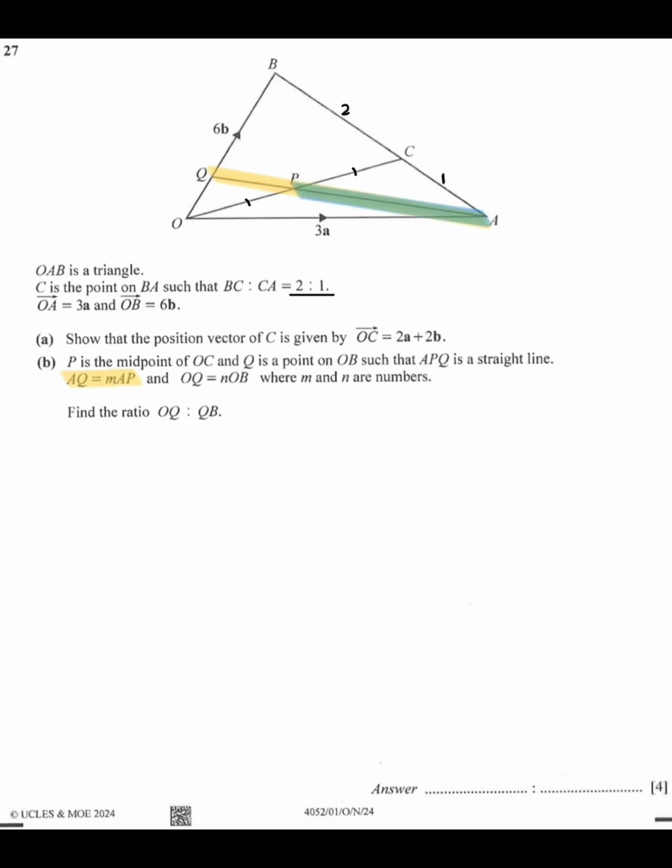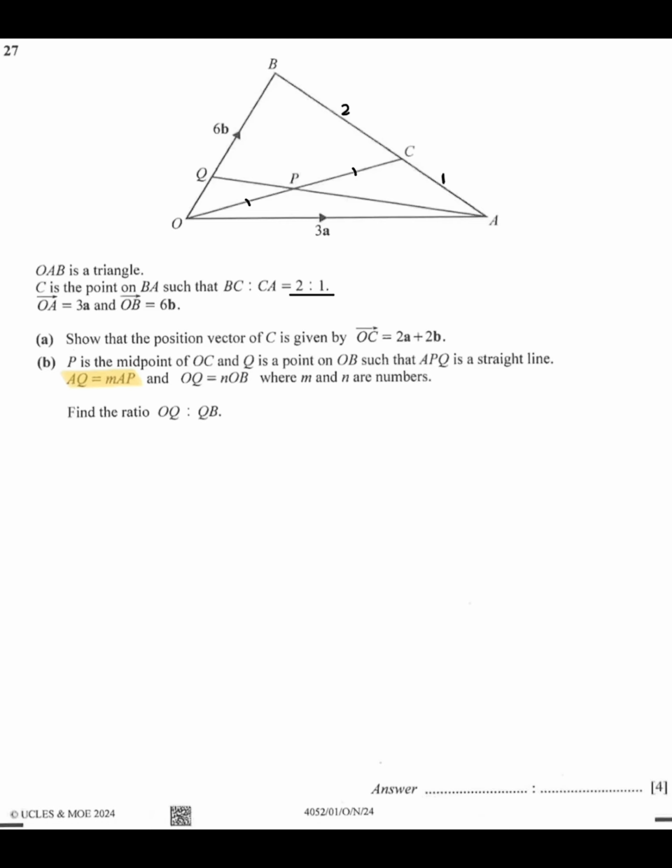Both of them do not have vectors on them, so let's check AQ first. To go from A to Q, we can go from A to O, followed by O to Q. However, we do not know the vector OQ. We can also go from A to B, followed by B to Q. But we also do not know B to Q. Hence, we do not have a vector for AQ.